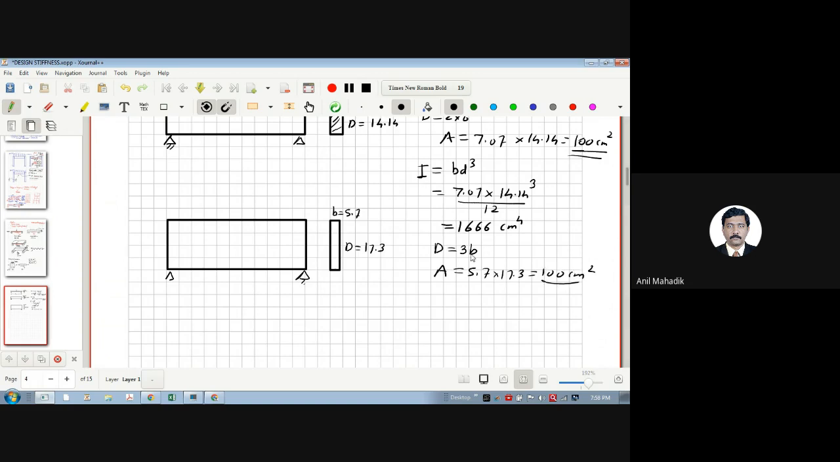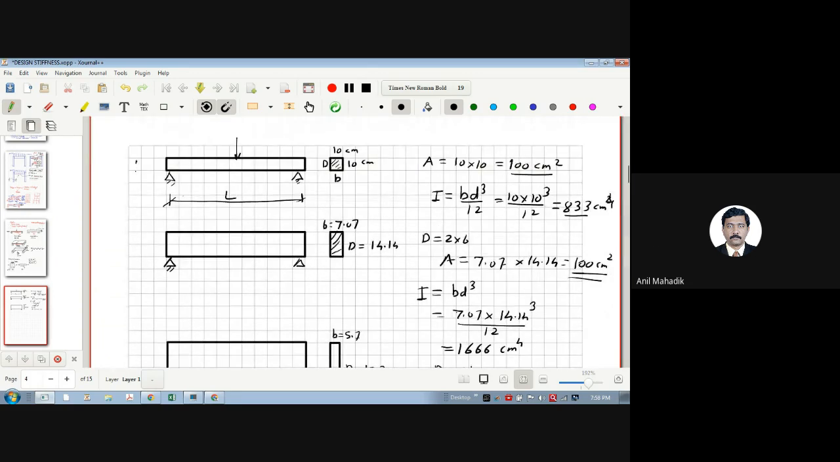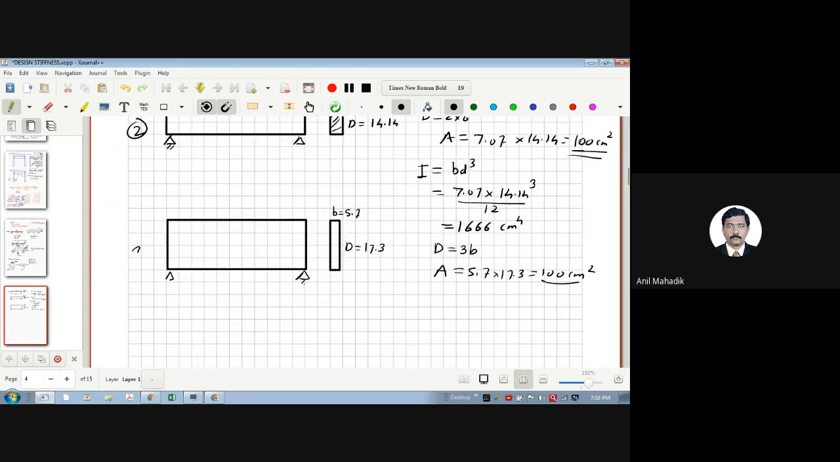Okay. So in all three problems, this is the first problem, this is the second problem, this is the third problem. Area is the same means the material is the same. Your cost or quantity of the material is the same because the area is the same and the length is the same. I'm not changing the length. But only I'm changing the cross section such that I'm reducing the width and increasing the depth. Now here the moment of inertia, again BD cube upon 12, will be 2498 something cm raised to 4.